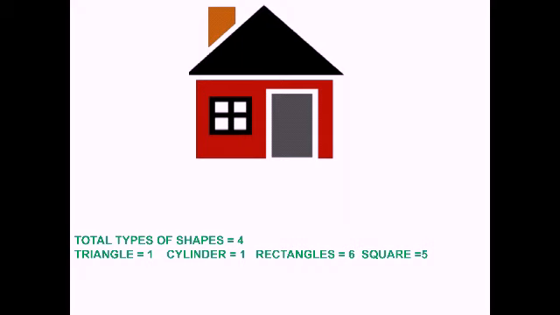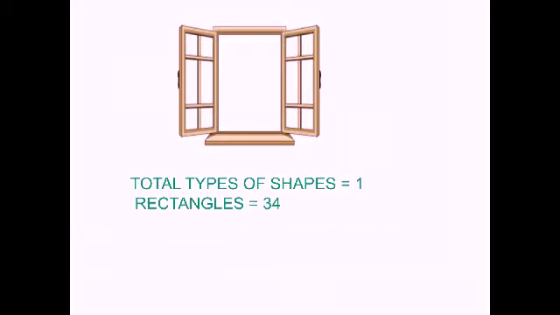And squares, there are 5 squares. The window is divided into 4 squares, again I am saying the window is divided into 4 squares, and the window itself, the border of the window, it is also a square. So there are 5 squares. So 4 types of shapes and each of their numbers are given.